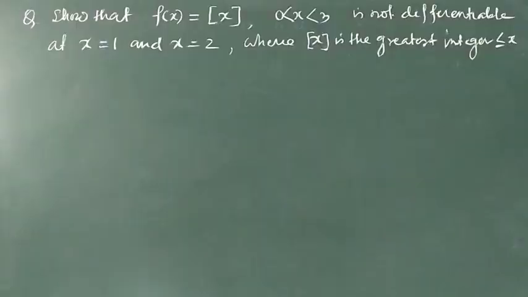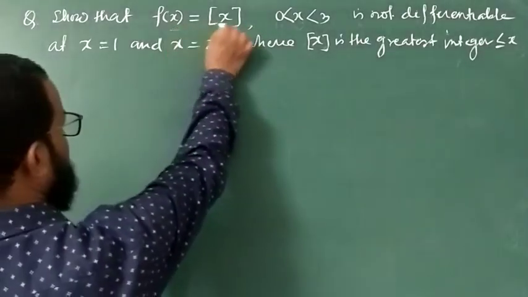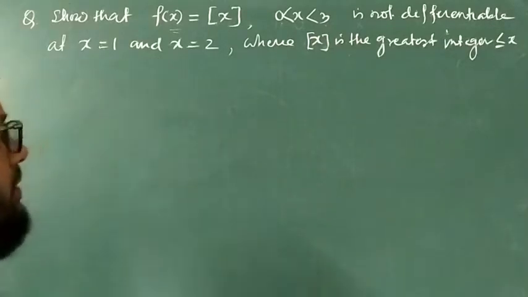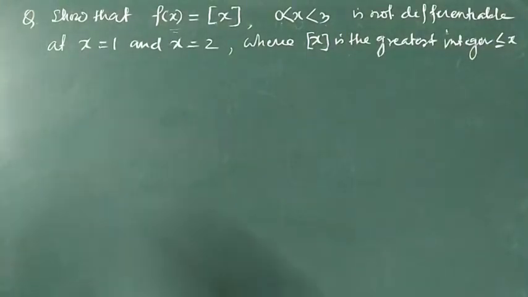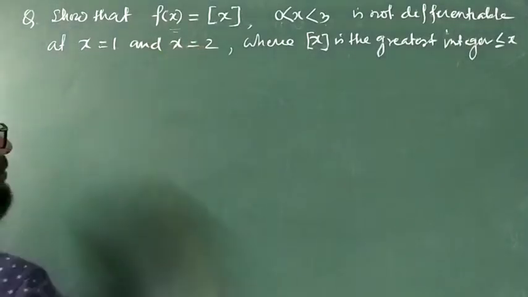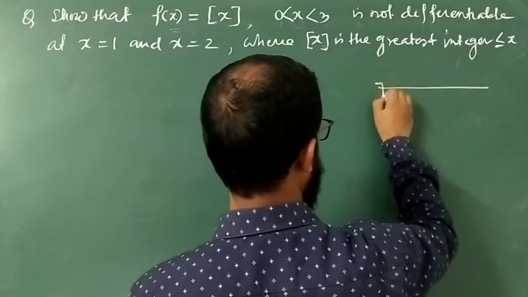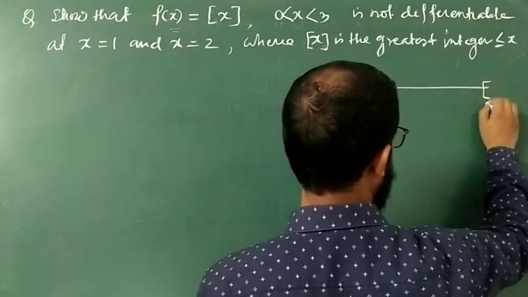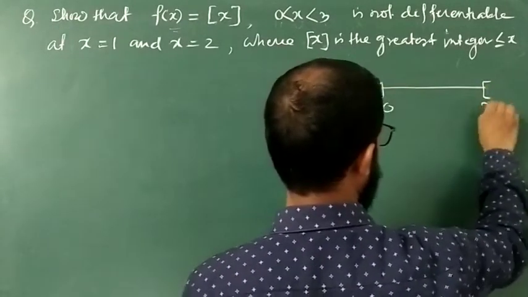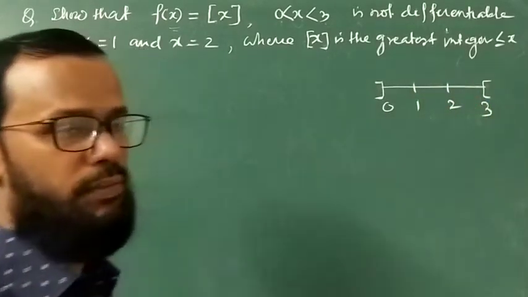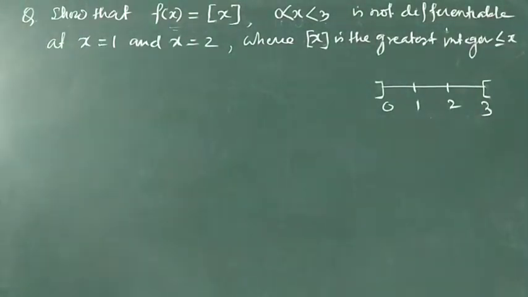Okay, now we are going to discuss the second question. What is the second question? f(x) is equal to box x is a function whose domain is the open interval 0 to 3, and this function is not differentiable at x equal to 1 and at x is equal to 2. Domain is what? Open interval. This is 0, and this is 3, and between them there is a point 1 and this is 2. So at the points 1 and 2 the function is not differentiable.